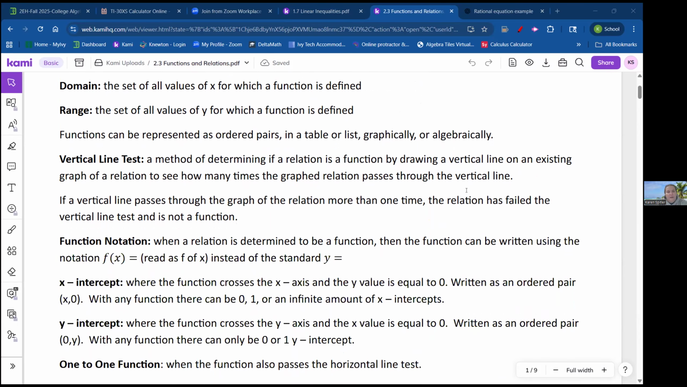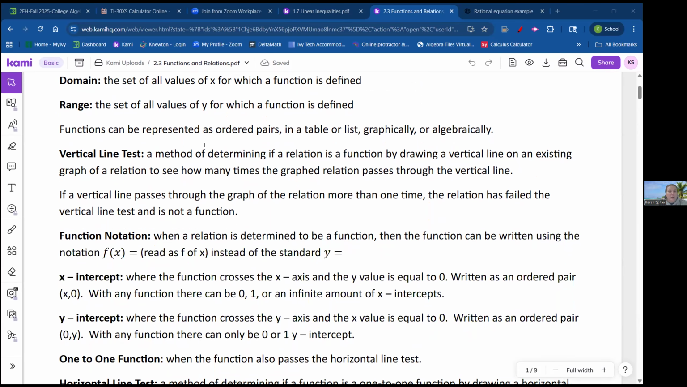Okay? We have something for functions called the vertical line test. It's a method of determining if a relation is actually a function by drawing a vertical line on an existing graph of a relation to see how many times the graph of the relation passes through the vertical line. If a vertical line passes through the graph of a relation more than one time, the relation has failed the vertical line test and is not a function.